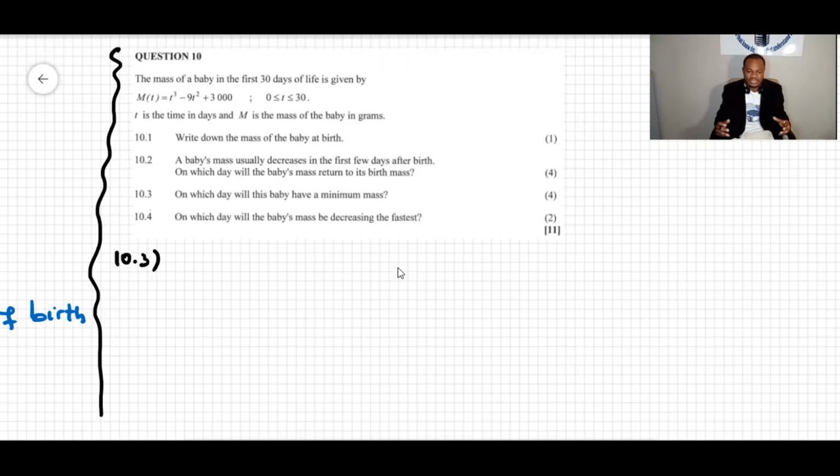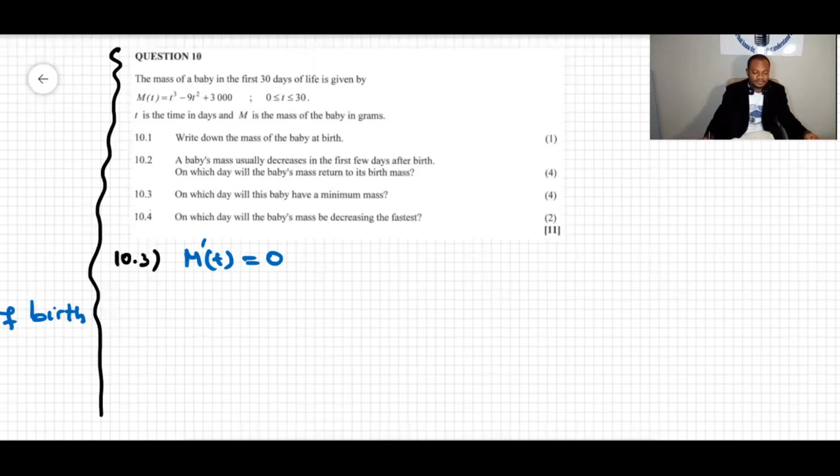Okay. To do that, we're going to differentiate the function. Why differentiate the function? Because it gives us the stationary points, meaning it gives us the minimum and the maximum of a function. So here we're looking for the minimum mass. So we're going to do m of t derivative. Okay. And now we're going to set the derivative equal to 0, because when the derivative equals 0, that's when we have the maximum or the minimum.